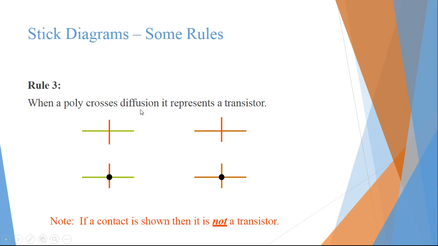Rule number 3: when a poly crosses a diffusion, it represents a transistor. Okay, so suppose this is a poly and it is crossing our diffusion area, right? It represents a transistor. So this is an NMOS and this is a PMOS. But if a contact is there, it means it's not a transistor.